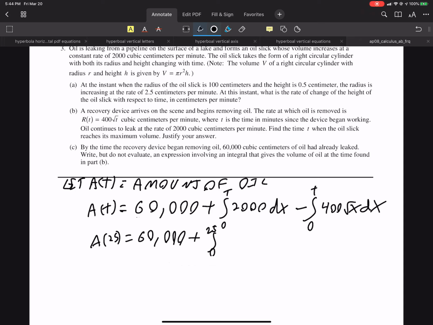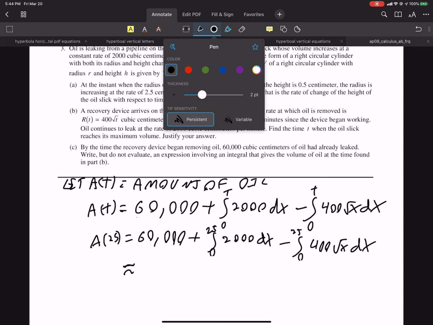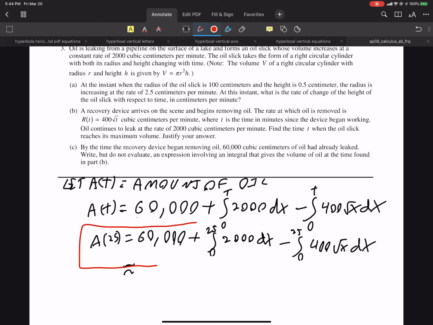0 to 25, 2000 dx, 0 to 25, 400 radical x dx. You just put that in your calculator. Oh, you don't have to simplify, do we? Nope, we're done. There is your final answer.